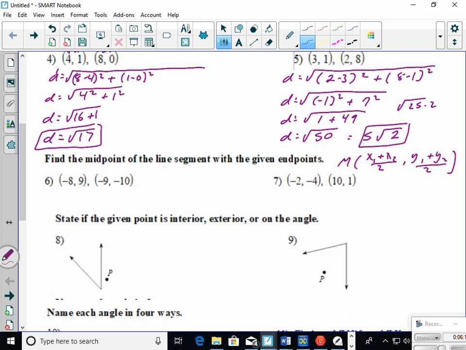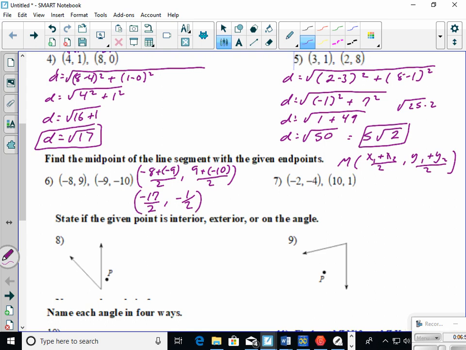So we have negative 8 plus negative 9 divided by 2, and 9 plus negative 10 divided by 2. Negative 8 plus negative 9 will be negative 17 halves for the x. 9 plus negative 10 will be negative 1 half.